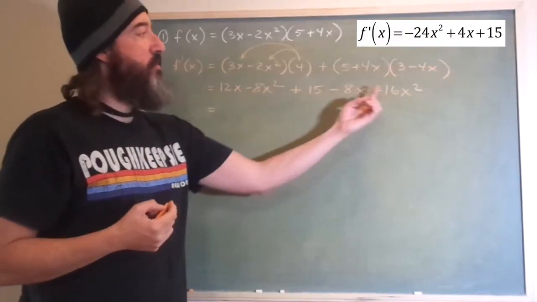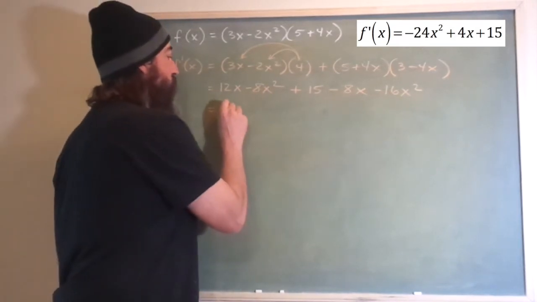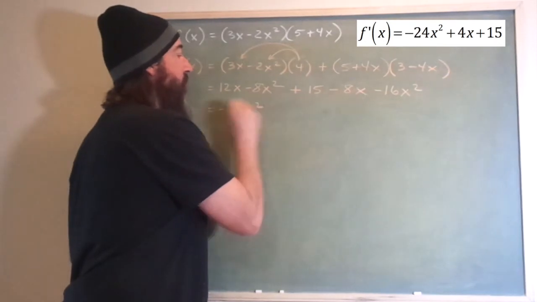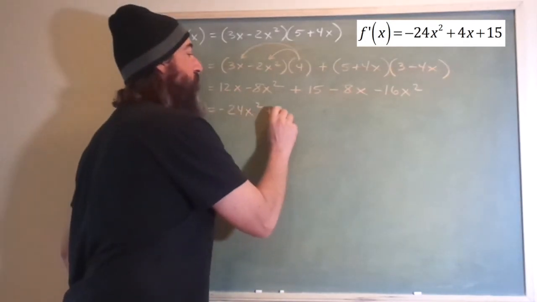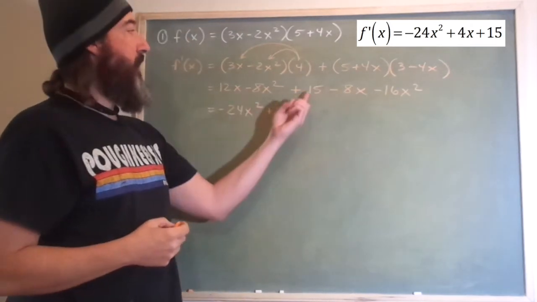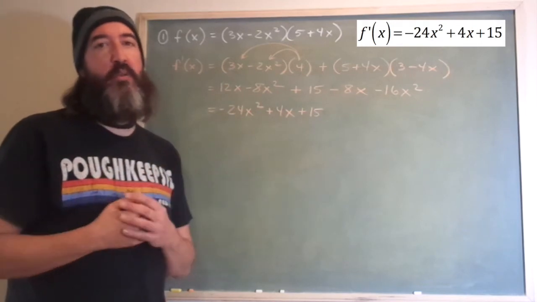I have some like terms. My negative 16x squared can be combined with my negative 8x squared. That's negative 24x squared. And 12x and negative 8x is positive 4x. And finally, I have a positive 15. Looks like we got it correct.